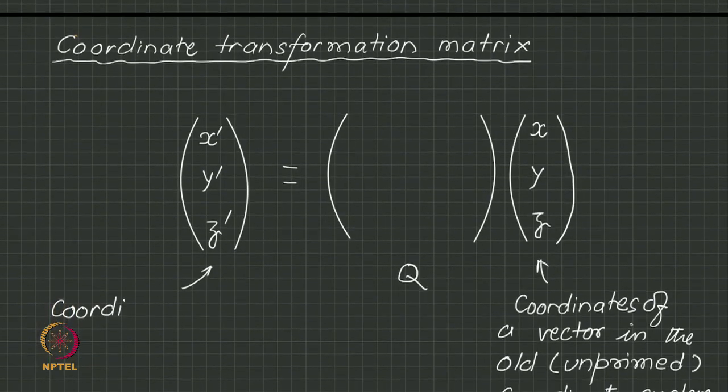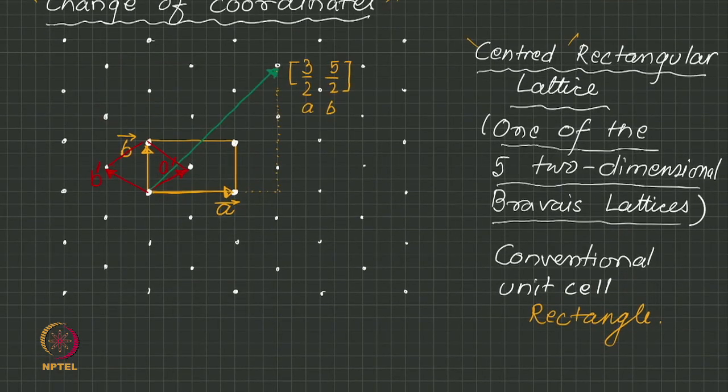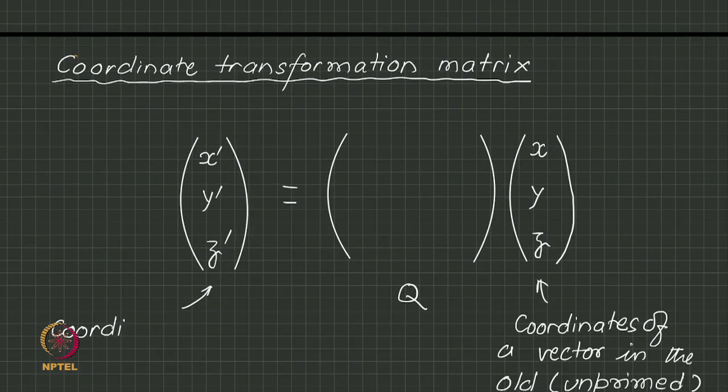Now, we want to find out the mechanism, the machinery, to transform from one coordinate system to another. So, the green vector is existing, but with respect to the yellow axis, the conventional rectangular axis, its coordinates we have already found are 3 by 2, 5 by 2. What is its coordinate with respect to the red one? We can again separately find it, or we can convert this using a matrix which is known as the coordinate transformation matrix, which we are giving the symbol Q.